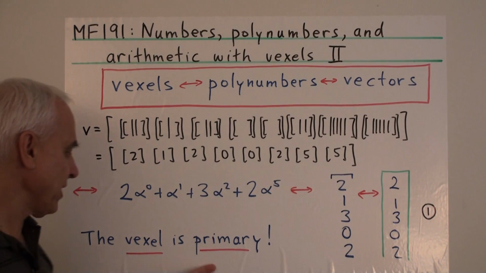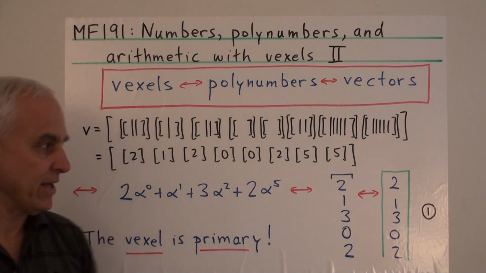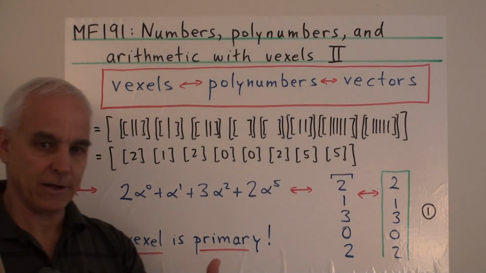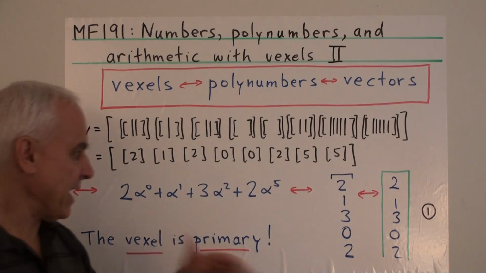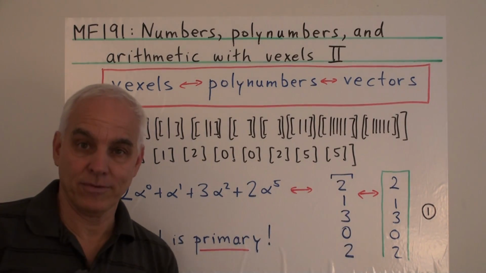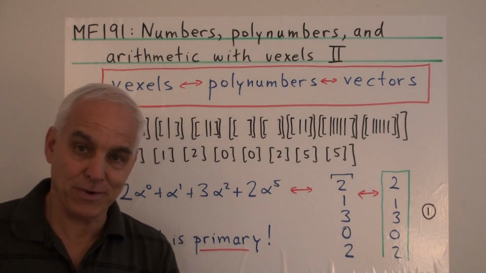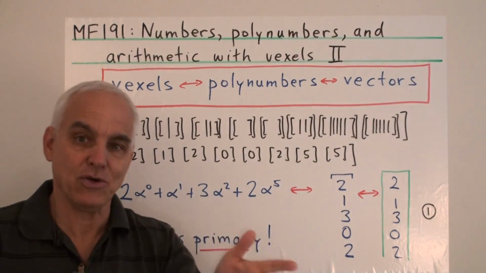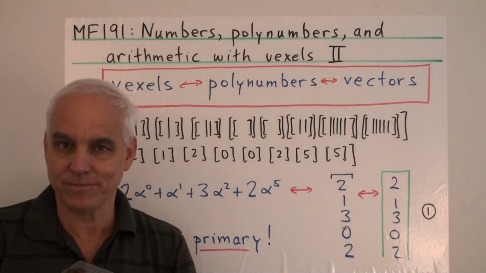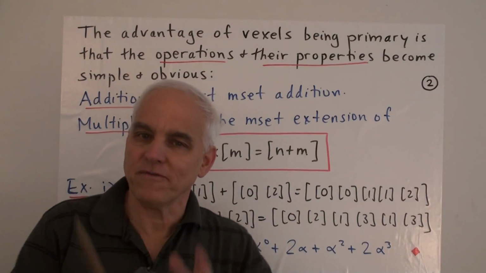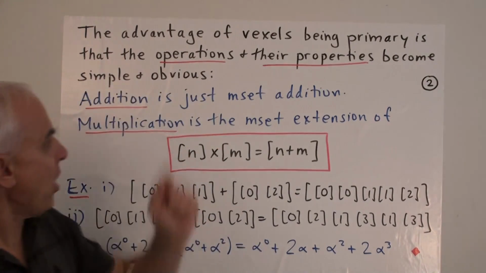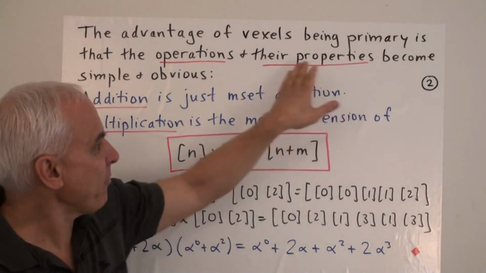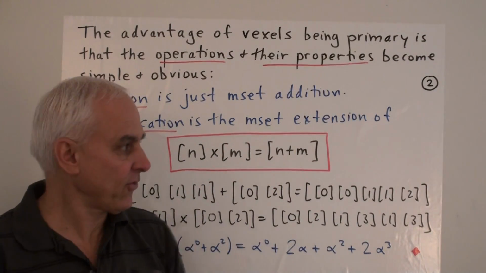But I want us to think about the vexels as being primary, that it's really this object here which is the fundamental container, which is then being interpreted in a number of different ways. And in today's video we want to extend that interpretation in a different direction to give us Hindu-Arabic numbers, or numerals. The big advantage in regarding the vexels as primary is that then the operations become particularly simple to state, and their properties become relatively obvious.